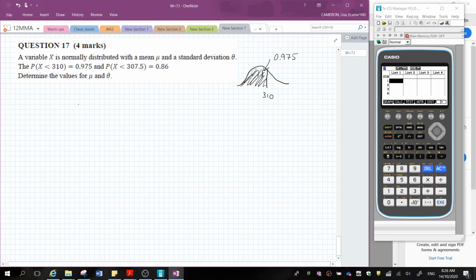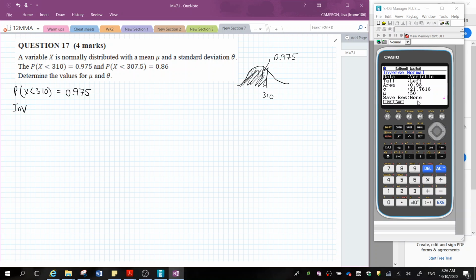So first thing I'm going to do is state my information. P of x is up to but not including 310 is equal to 0.975. Now I'm going to go to the statistics function, distribution, normal, and we're using the inverse normal because we want to find the z-score. So our tail is going to be left, the area is going to be 0.975, the standard deviation is going to be 1, and the mean is going to be 0. That way we can find out our z-score.